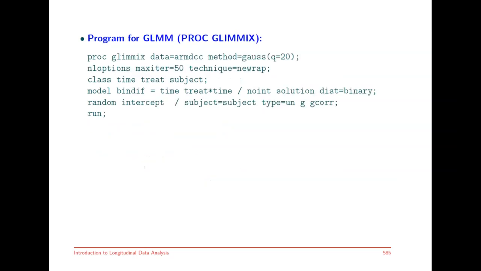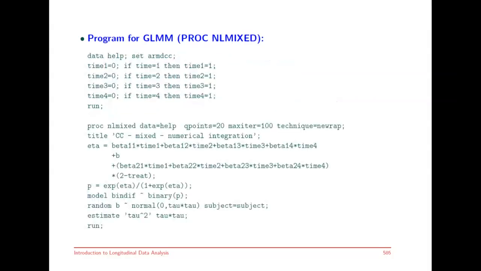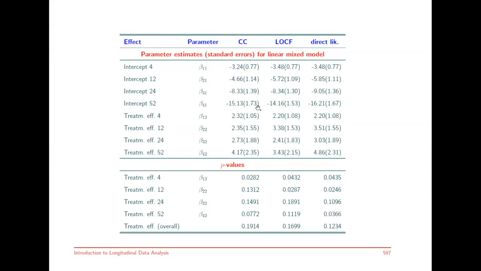For GLMM, same story, the same code as we would use otherwise. Proc-ML mixed, same story. Okay, we always like to compare a little bit the good method, direct likelihood, with the poor method, CC and LOCF. And does it matter? Yes, it does, because we see, for example, at 52 weeks, we have a significant treatment effect with direct likelihood, and now it's a bit stronger than in the depression trial, but not at all with CC and LOCF.